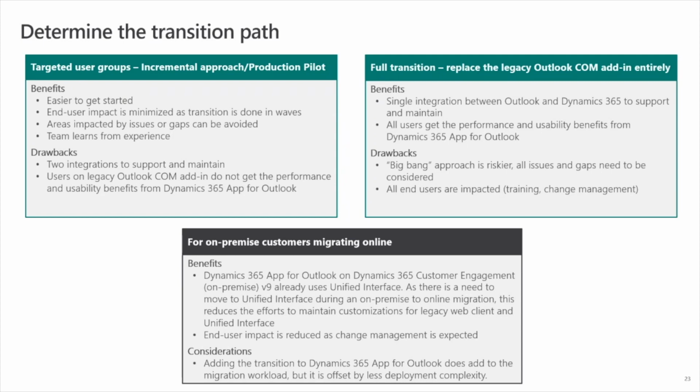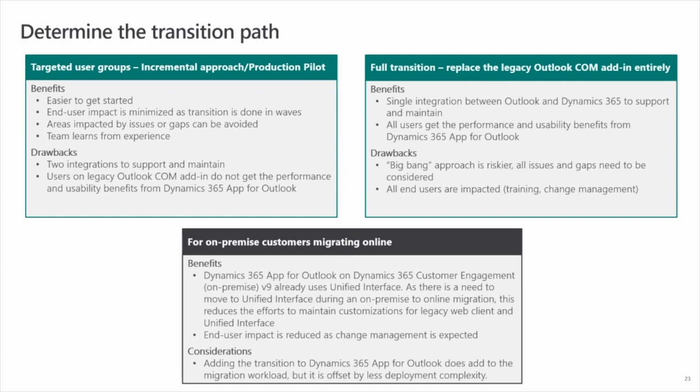And then there is also the case for on-premise customers who are migrating online. Those customers will also have to leave the COM add-in behind and adopt the app for Outlook. The benefit is that because the app for Outlook also uses the unified interface, it will also be a good reason to move to the unified interface in one go, for the web experience but also for the app for Outlook experience. And the end user impact is reduced as change management is expected anyway with these types of migration, especially by migrating also to the unified interface.